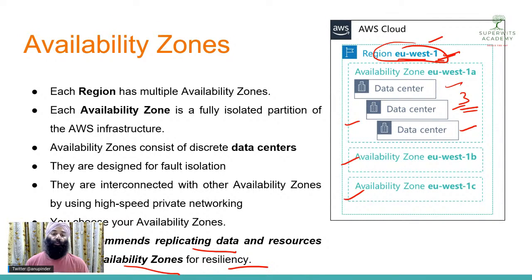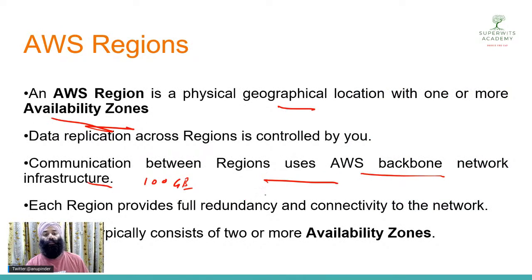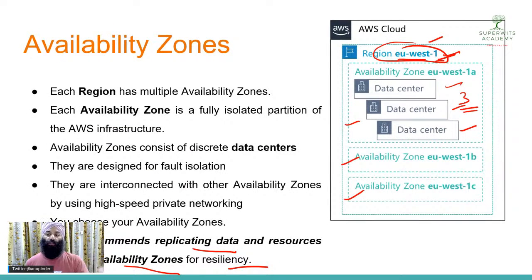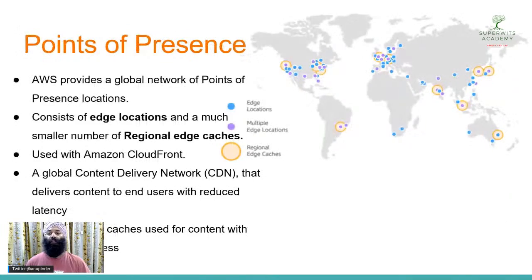So this is very important, and that is why data replication across the region is controlled by you, right? Because you have control over which region and which availability zone you want to put your data in. So this is the second stage of their infrastructure, and the last stage of their infrastructure is the point of presence.